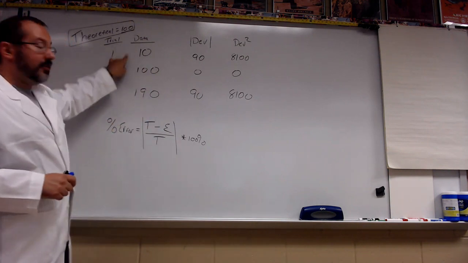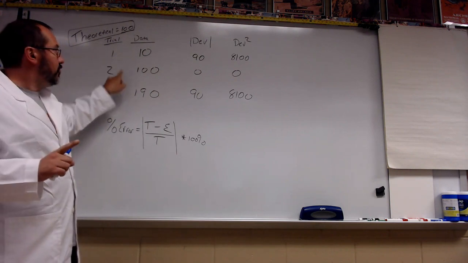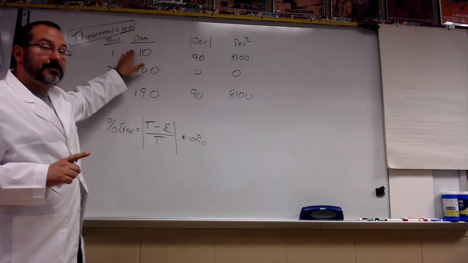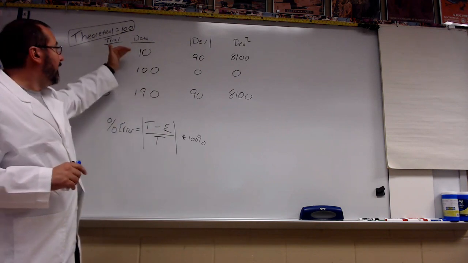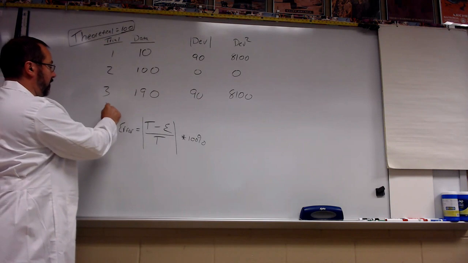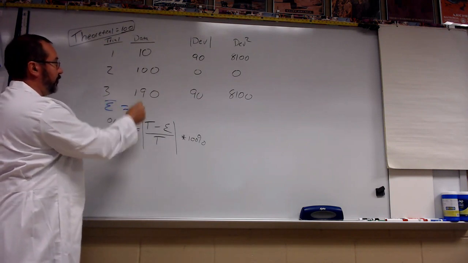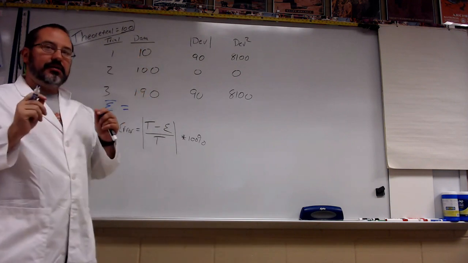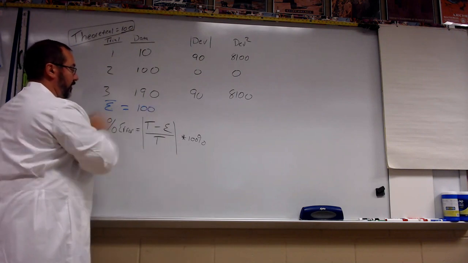You then want to get your experimental value. Number one, you don't ever do your percent error based off the experimental values individually. You need to average these. So our experimental average is equal to 10 plus 100 plus 190 divided by 3. So the experimental average is 100.